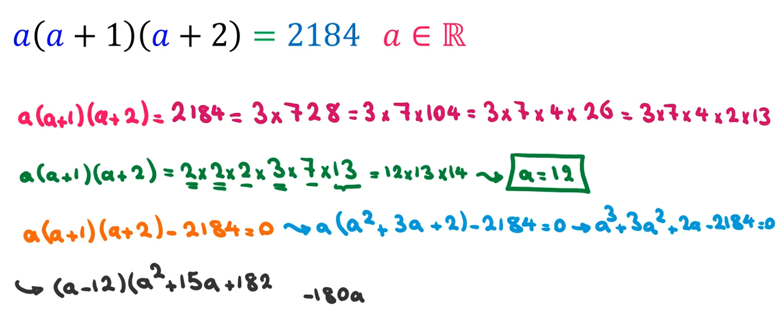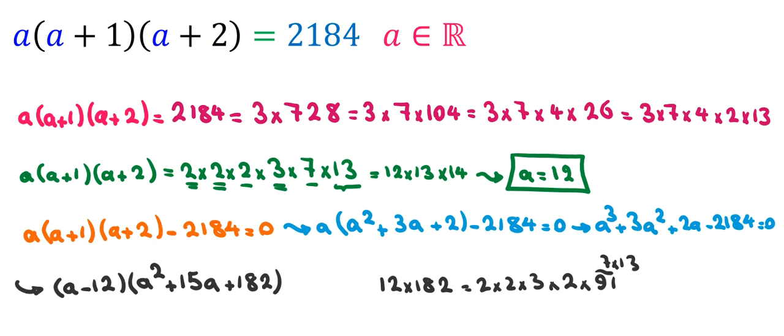182, and the last term will be 182 times 12. 12 times 182 is 2 times 2 times 3 times 182, which is 2 times 91, which is 7 times 13. And we will see it is exactly this 12, 13, 14. Okay, so we found the factorization here. It is equal to 0.